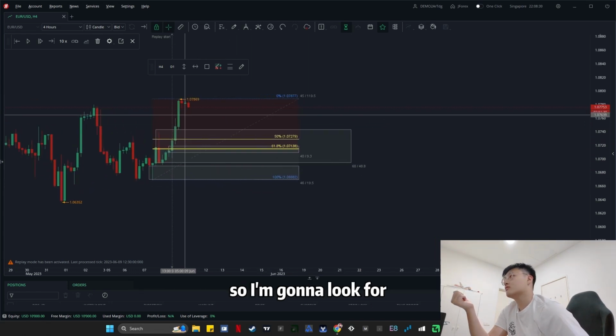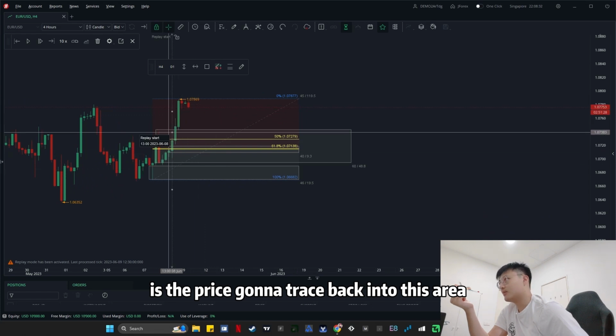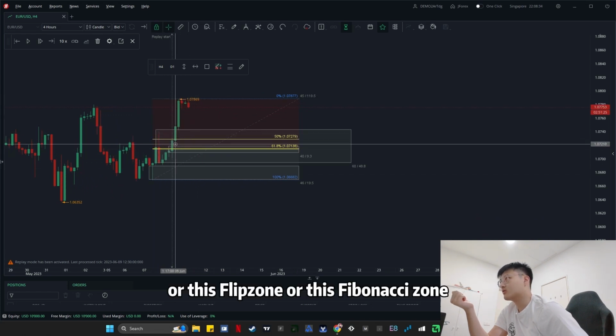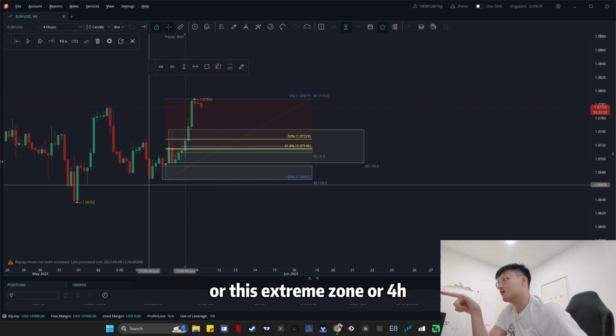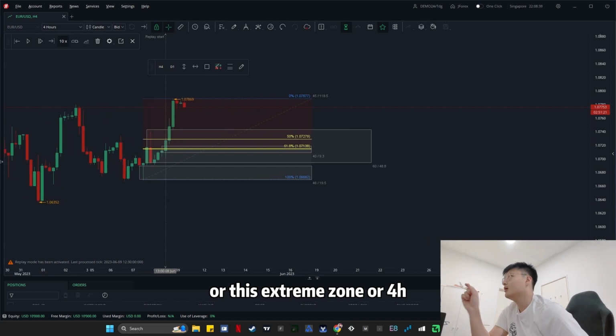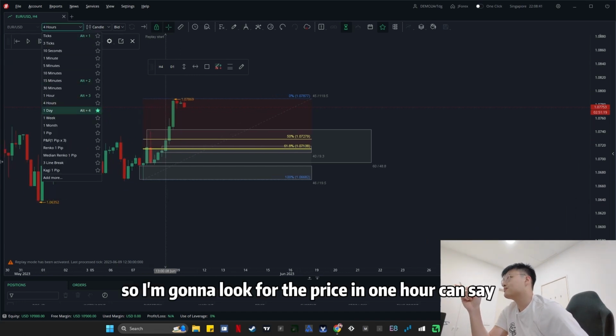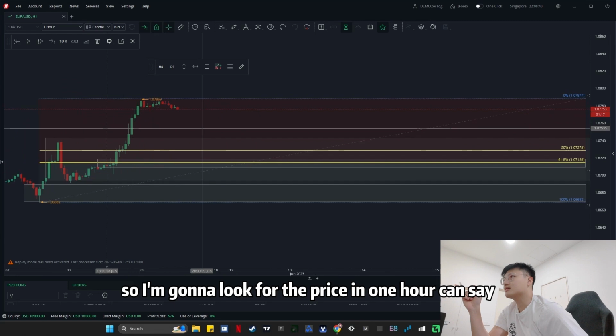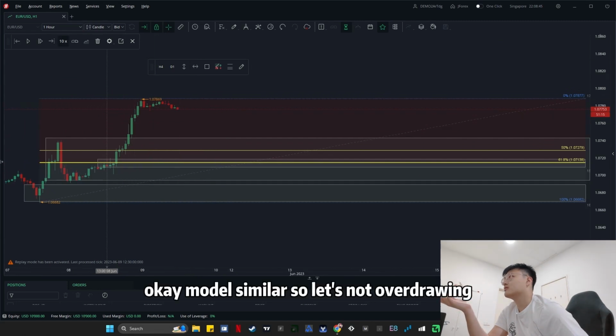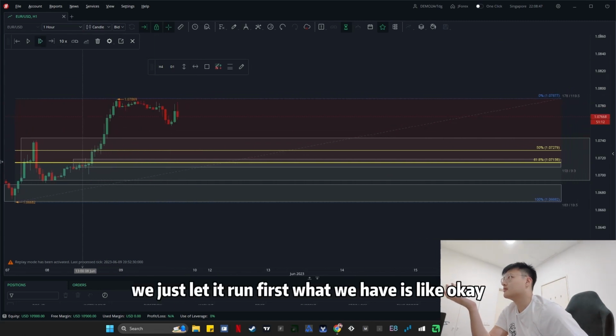So what I'm going to look for is whether the price is going to trace back into this area, or this flip zone, or this Fibonacci zone, or this extreme zone of the 4 hour. So I'm going to look at the price in 1 hour. I can say okay, it's about similar, so let's not overdraw, we just let it run first.